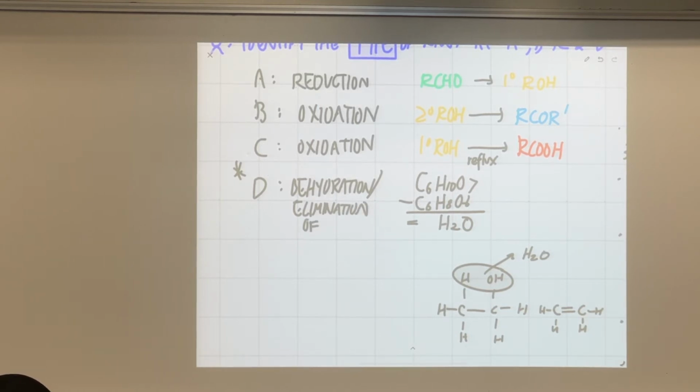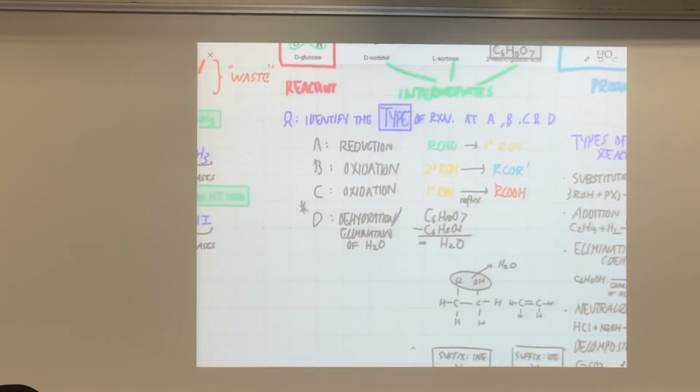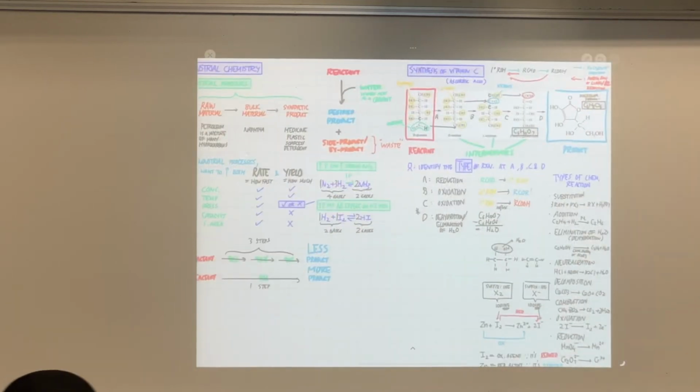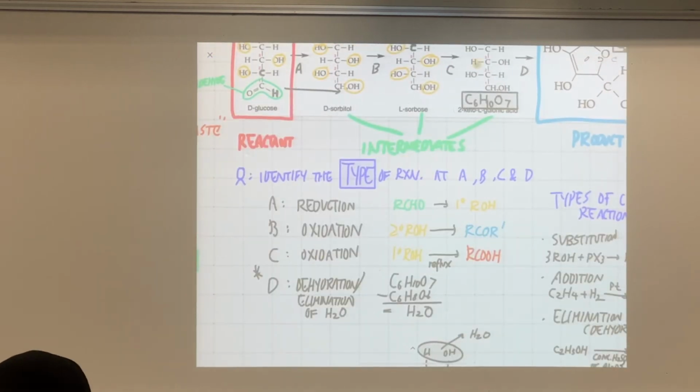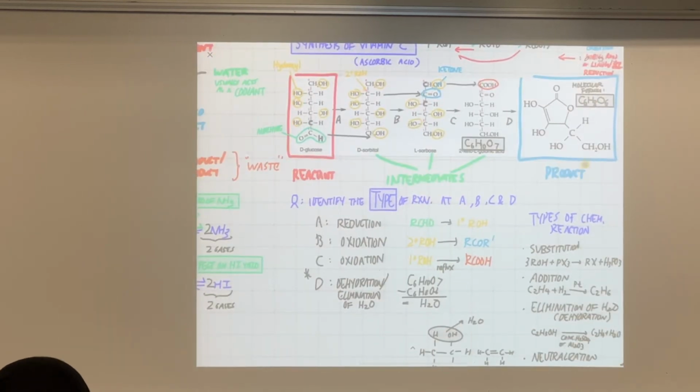If you're asked to suggest a possible substance that can carry out this step, what can carry out dehydration? Concentrated sulfuric acid, or aluminum oxide, yes. So you see this kind of concept not just in the core, but also in the elective. So this is the hardest. And this resultant product is ascorbic acid. So it's ascorbic acid.